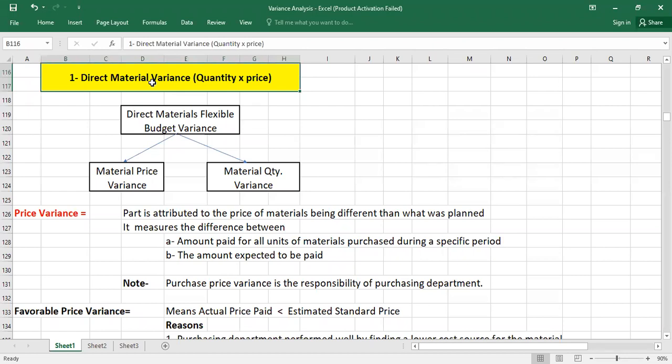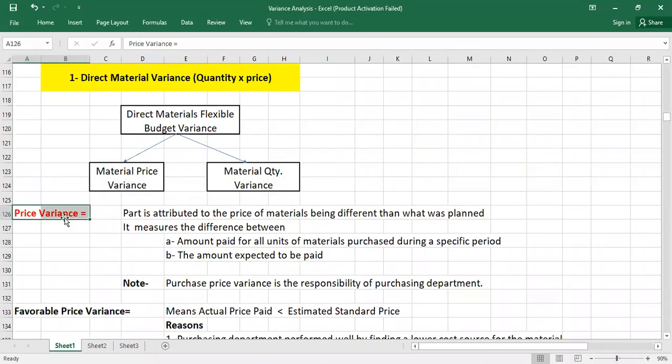As we know, when we calculate the cost of any product, we need to write the material cost there. And how do we write the material cost? We take the quantity of the material for each unit of the output and multiply it by the price of the material. That is why the variance could arise either due to change in quantity, or due to change in prices as well. So direct material flexible budget variance can be divided into two sections. The first is the material price variance and the second is the material quantity variance.